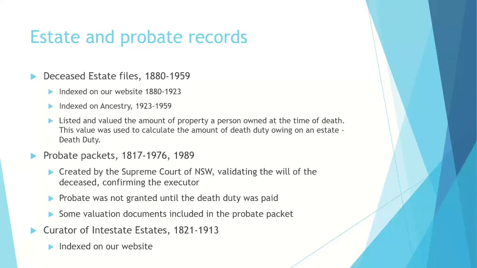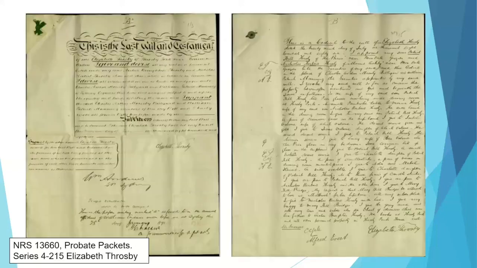Probate packets, we hold those too. They were created by the Supreme Court of New South Wales, and that was more about confirming that the correct heirs received the estates. So that's the process of probate. The will is valid, the executor is the legal person allowed to execute that will, and everything proceeds properly. And the curator of intestate estates looked after those tricky intestate estates where there was no will, but then they had to try and search for the heirs to the estate.